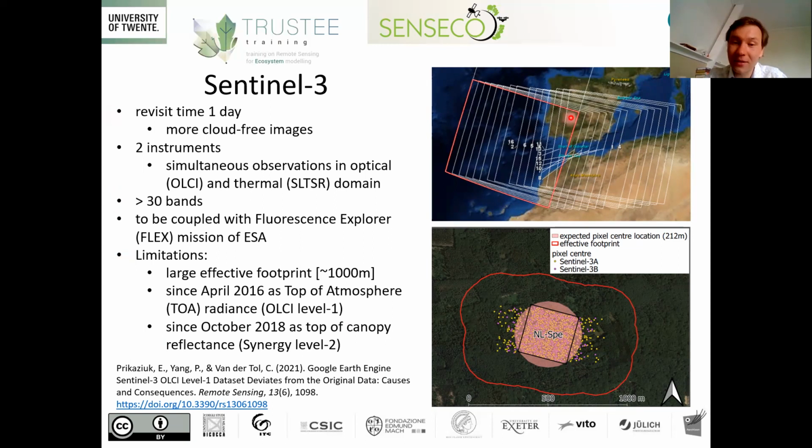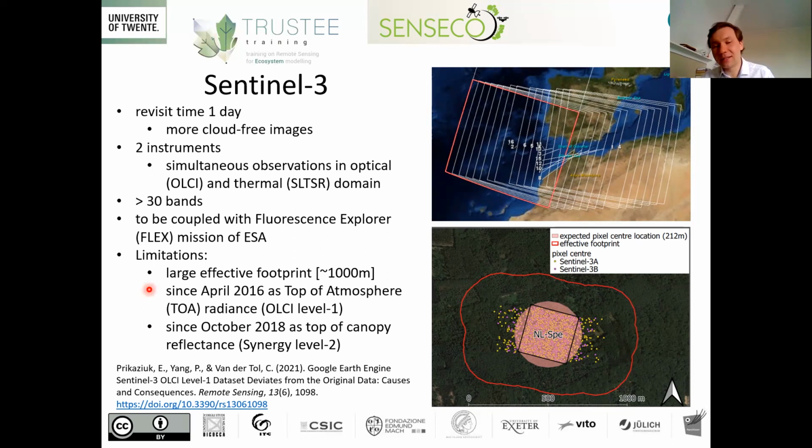Each point, for example this one in central Spain, is viewed indeed daily, but from different angles each day and from different orbits. That enlarges the footprint from the expected 300 meters to almost 1 kilometer. This issue was described in the paper you can find here. Another limitation is the data availability. Although April 2016 seems not so very far ago, for flux monitoring and for time series analysis, this is a very short period. Since April 2016, it's available in top of atmosphere, so not atmospherically corrected images, level 1. And only in October 2018 did they start producing top of canopy reflectance.